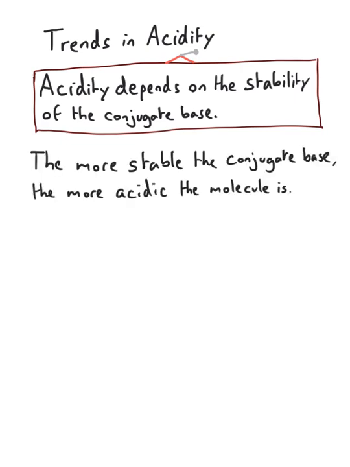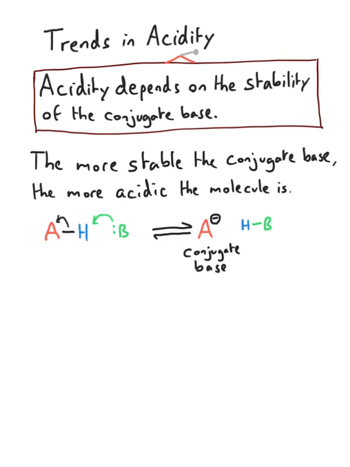Well, the more stable the conjugate base, the more acidic a molecule is. If we think about how an acid works, this makes sense. By definition, an acid is a proton donor. Therefore, the easier it is for it to donate the proton, the more acidic it is.